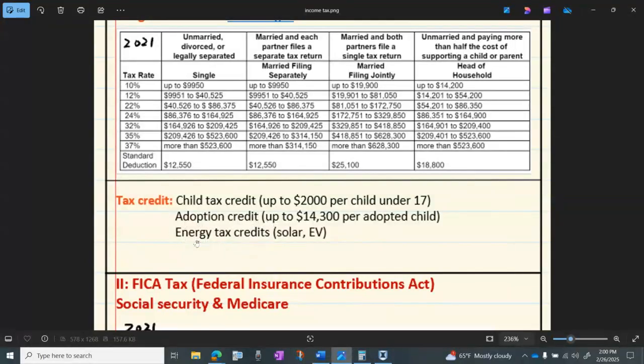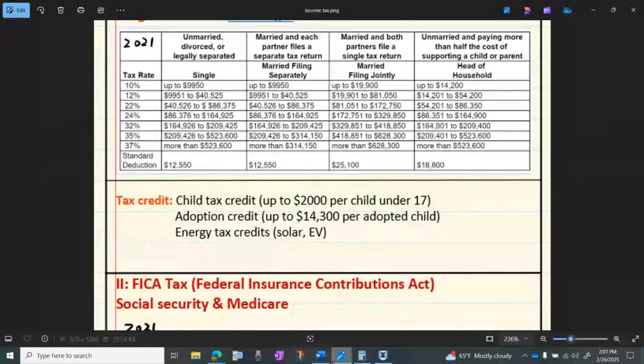It's just my thinking. And also energy tax credits. If you use a solar panel or you purchased a new electric vehicle, then they have tax credits. It depends on the brand, depends on the company, not all of them. Used cars, probably not. You have to check. So those are tax credits.